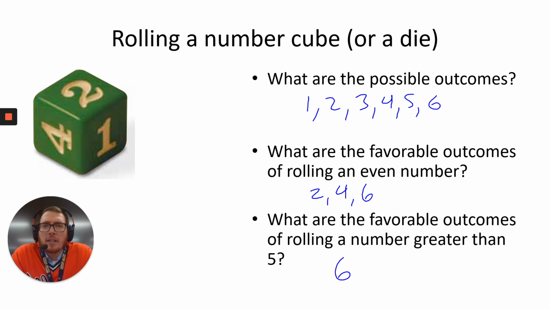Your book uses a number cube, so that's a number or numbers on a cube. We also call that like rolling a die. The possible outcomes here are 1 through 6, so 1, 2, 3, 4, 5, 6. The favorable outcomes to rolling an even would be 2, 4, 6, because remember the even numbers start at 2 and then are just those multiples of 2. What are the favorable outcomes for rolling a number greater than 5? Well, there's only one number, and that's the number 6. Every other number is going to be 5 or less. And since I want a number greater than 5, that would be the only favorable outcome for that situation.